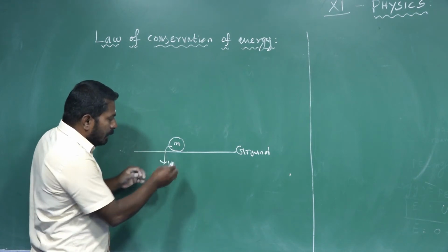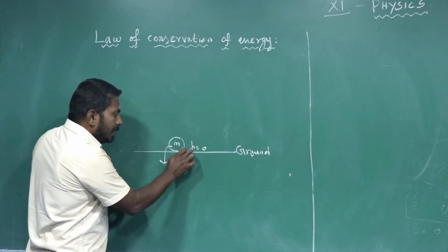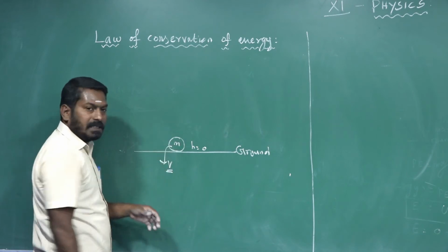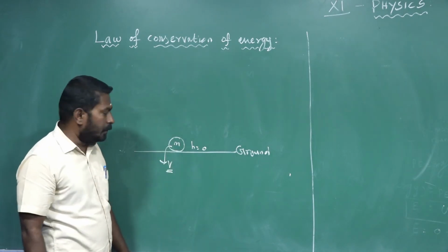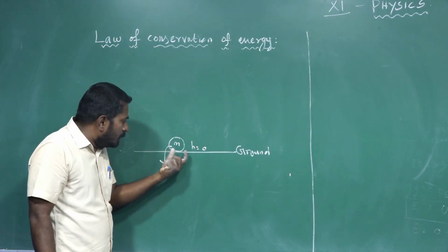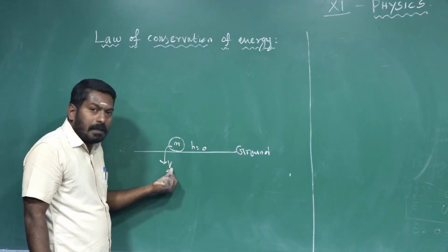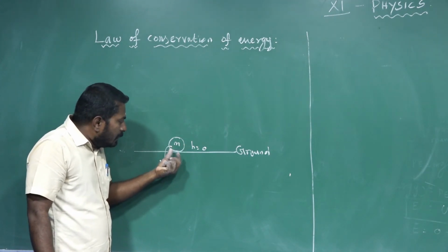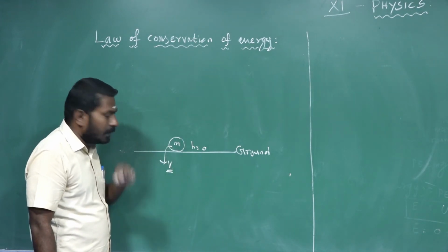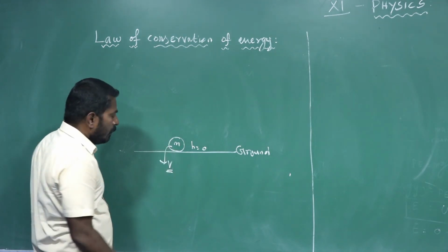At that instant of time, the height of the object is 0. Height of an object is measured from the surface of the ground. Initially, that object is placed at the surface of the ground, so the height is 0. But I am throwing the object, giving some energy to it. It possesses kinetic energy because the velocity acquired by the body is maximum. That velocity is imparted from the external source to that object. It possesses a maximum kinetic energy at that instant of throwing time.